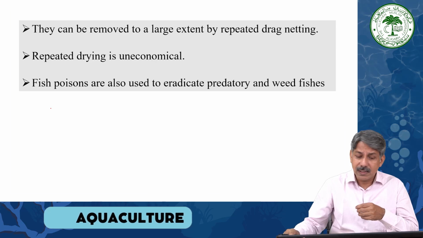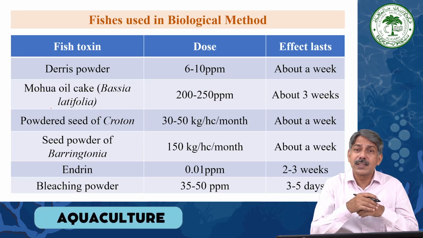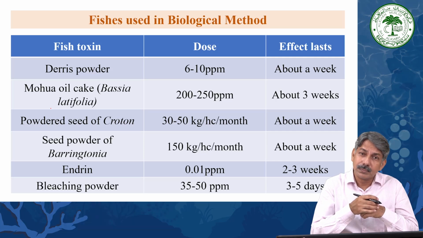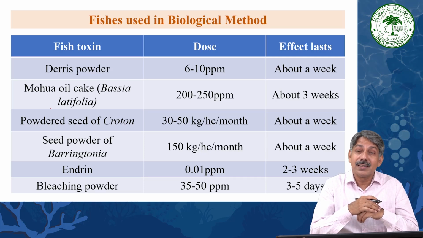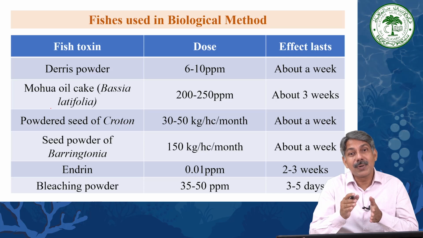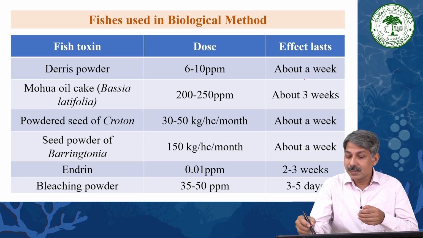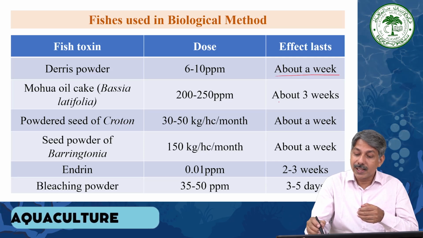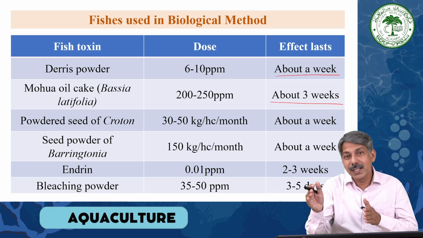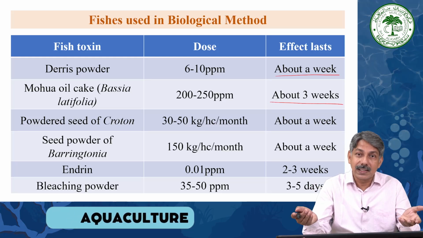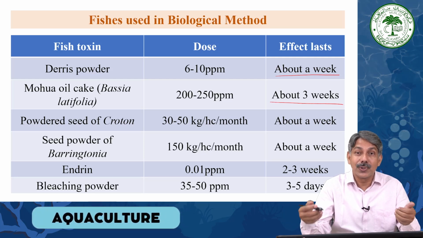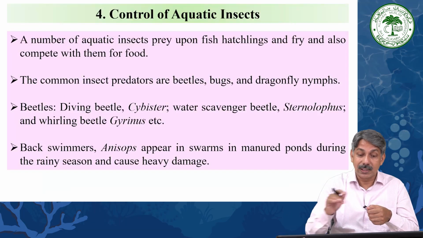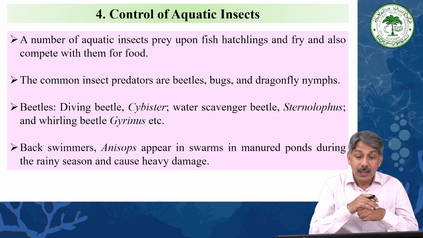But what we can do is remove these predatory fishes or weed fishes by biological methods also. There are certain biological materials which act as fish toxin, but their effect remains for a defined time period. After that time period, say for example here Derris powder is written about a week, mahua oil cake about 3 weeks, the same thing may act as manure to your pond after its toxic effect has subsided. You will have to look for complete information.